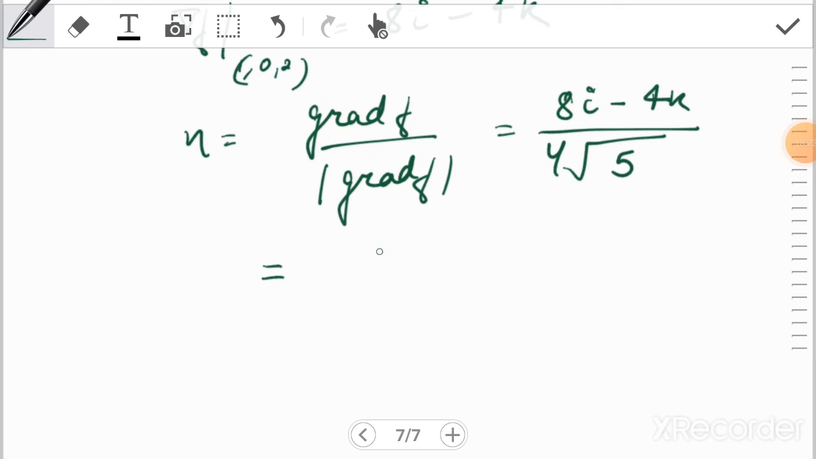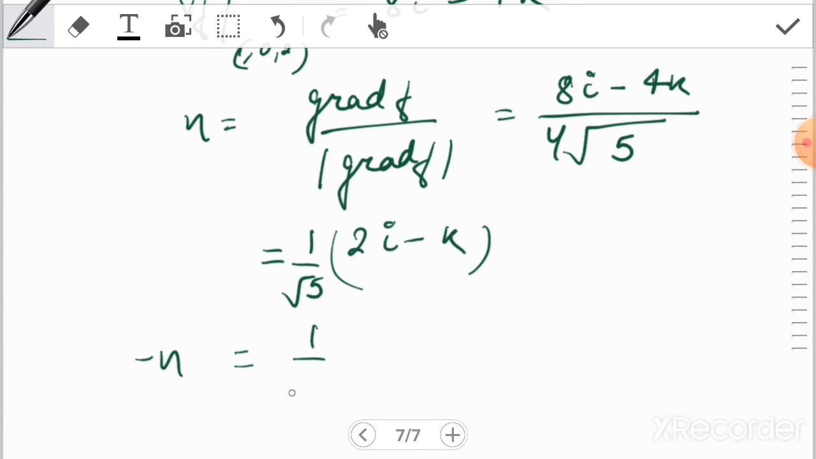So the answer is 2i minus k. So this is the unit normal vector at point P. And the other one is minus n, which is 1 by root 5 times minus 2i plus k.